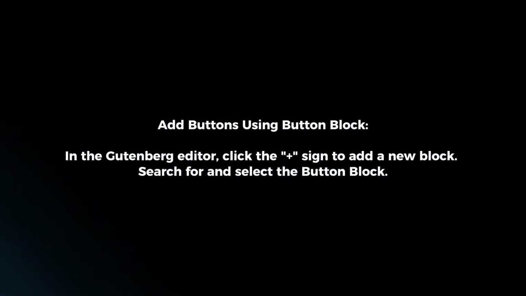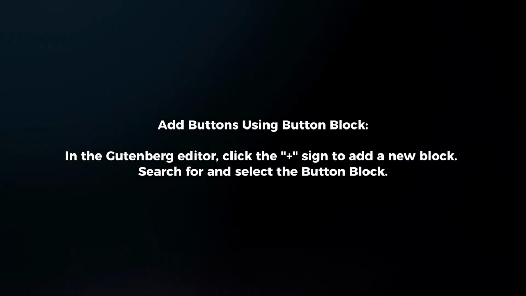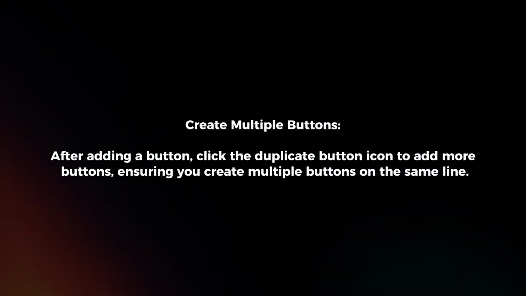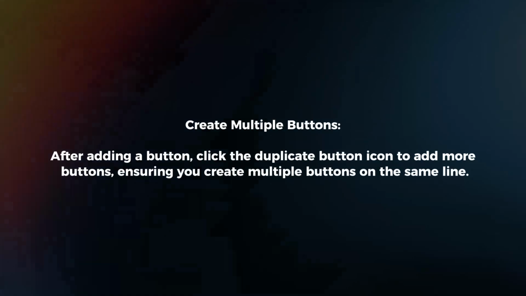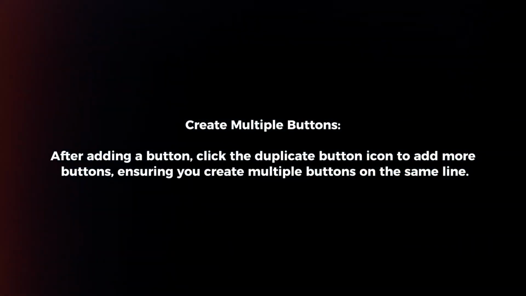In the Gutenberg editor, click the plus sign to add a new block. Search for and select the button block. Create multiple buttons. After adding a button, click the duplicate button icon to add more buttons, ensuring you create multiple buttons on the same line.